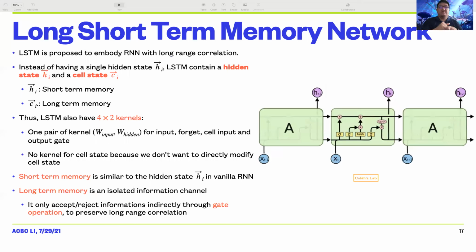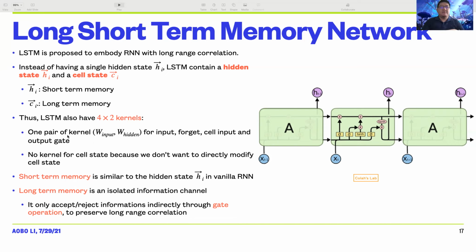So to deal with the long-range correlation loss in the canonical recurrent neural network model, we propose a new model called the long short-term memory network. LSTM is proposed to endow RNN with long-range correlation. So instead of having just a single hidden state h_i, LSTM actually contains two hidden states. One is a hidden state h_i and the other one is a cell state c_i. In this case, h_i corresponds to what we call the short-term memory, and c_i is what we call the long-term memory.